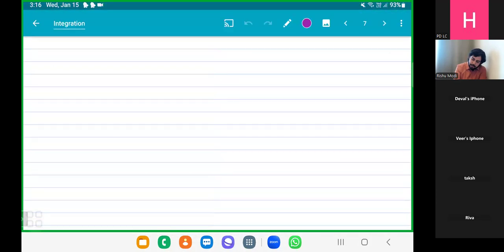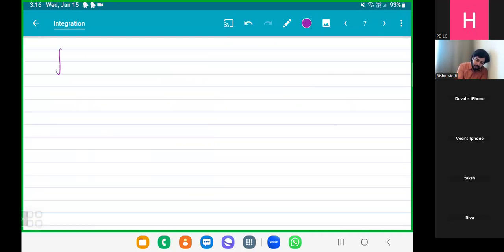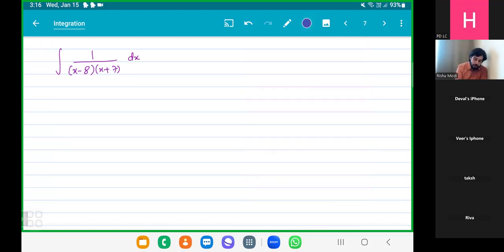So we'll be having this question here. The question was the integration of 1 upon (x minus 8)(x plus 7). So I will write here the integration of 1 upon (x minus 8)(x plus 7). If you open the brackets, it will become a quadratic equation, and then you can use partial fractions, or you can use completing the square. That's all fine.